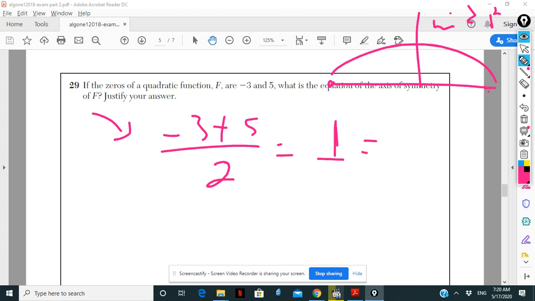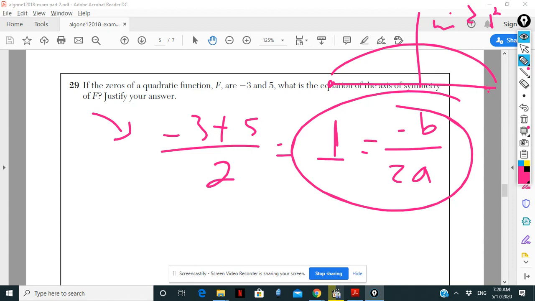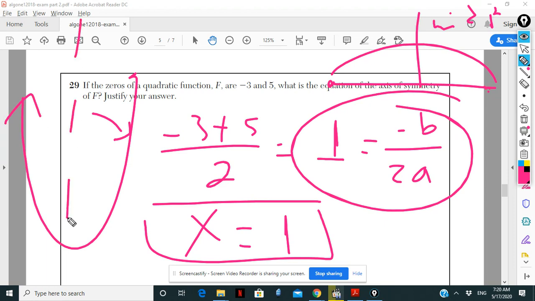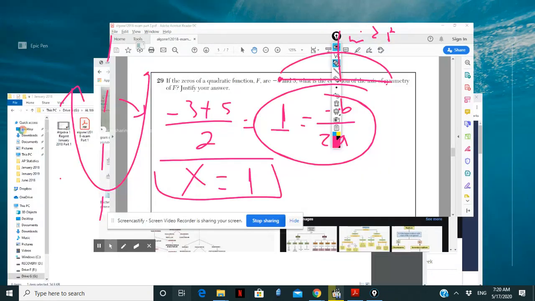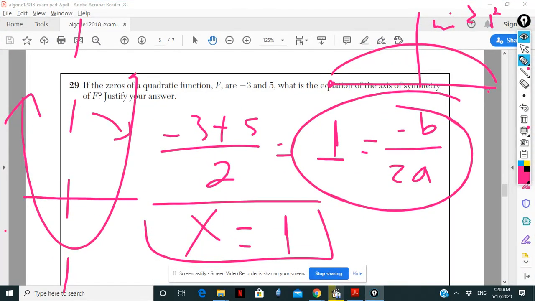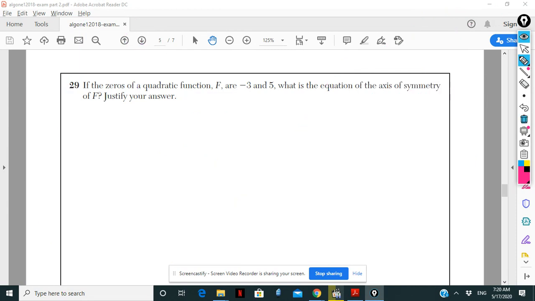So this is equal to -b over 2a. That's the equation for the axis of symmetry. So x equals 1, that's the axis of symmetry, because when you graph the quadratic equation, here is the axis of symmetry, and it should be, as I said before, midway. And in that case, it's x equal to a certain value.